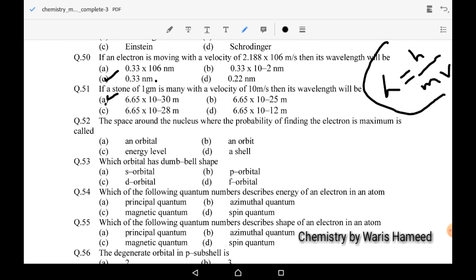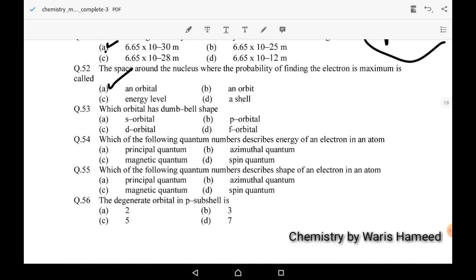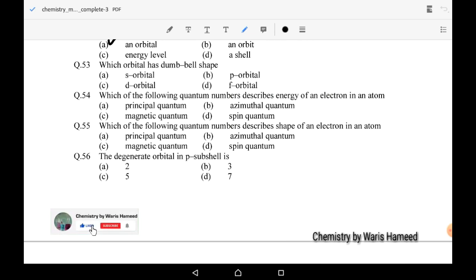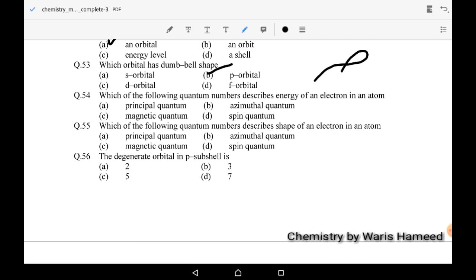The space around the nucleus where the probability of finding an electron is maximum is called its orbital. So the correct option is A. Which orbital has dumbbell shape? S is spherical and P has dumbbell shape, D is diffused and F is complicated. P has dumbbell shape like this.